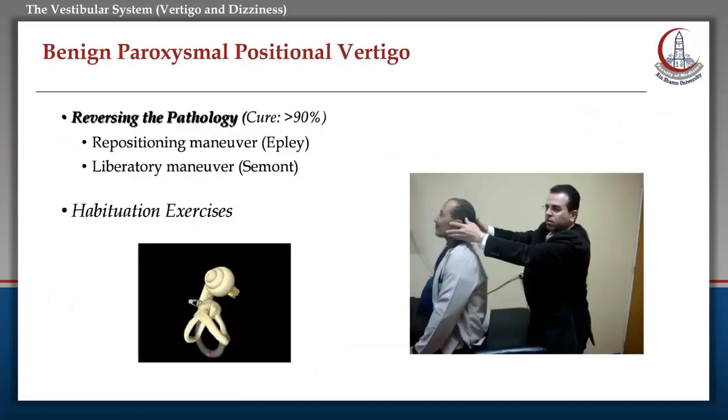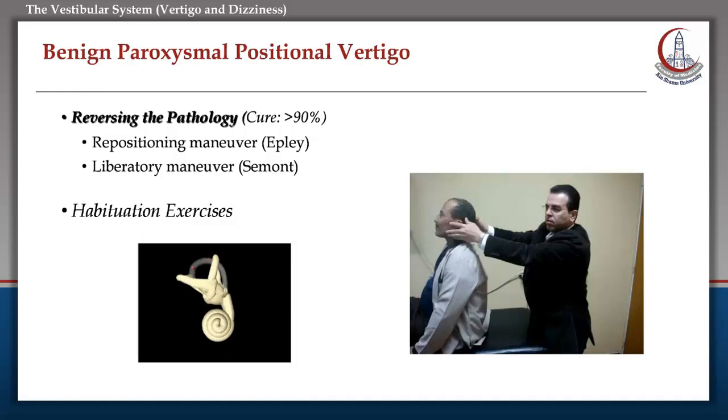Finally, the one thing which does not respond to medical treatment, which is the commonest vestibular disorder, is benign paroxysmal positional vertigo. And as I told you, this is a mechanical problem and it is treated mechanically. Usually, we try to move these particles, which fell into the wrong place, out of the canal. And this is what we call a repositioning maneuver. A repositioning maneuver will move these particles out of this abnormal position and put them back where they belong or dissolve in the fluids of the inner ear.